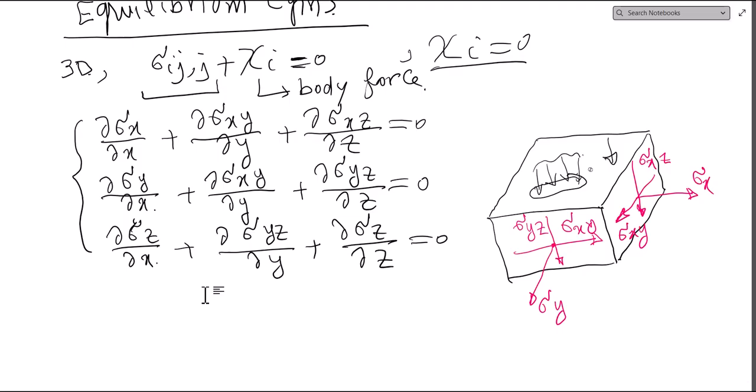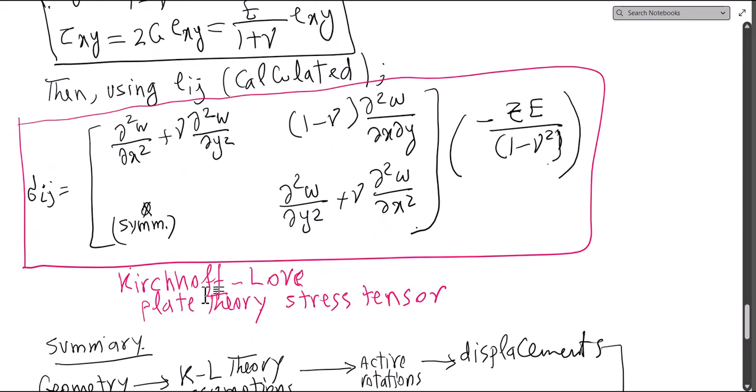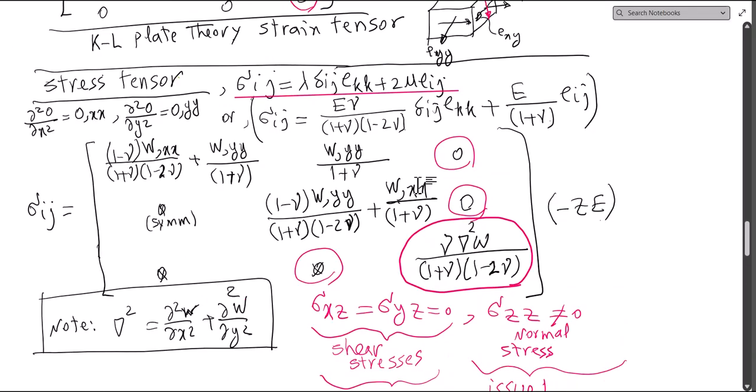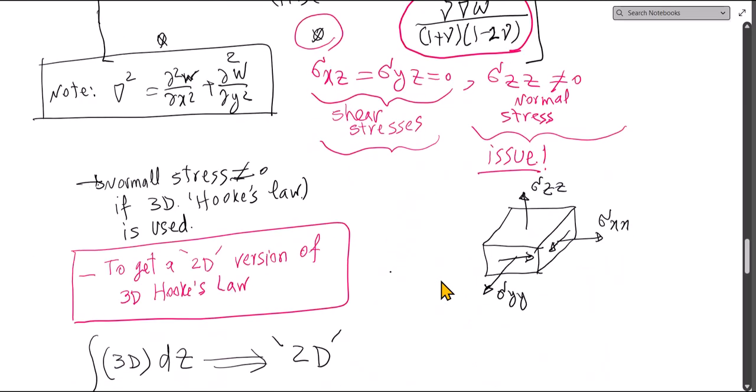Now, we already know that if I go back a bit further, although we are not going to use this one, this explicitly says that sigma xz, sigma yz, and sigma zz, which we discussed extensively before, are 0.